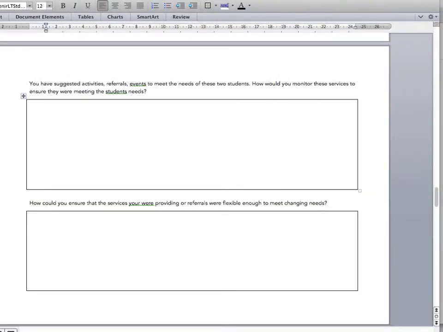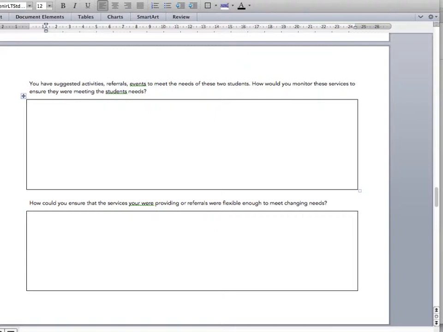And then you come to this section here. It says you've suggested activities, referrals, events to meet the needs of these two students. How would you monitor these students to ensure they're meeting the students' needs? And so you would have strategies in here to work out whether or not the students' needs were being met. So you want to find out if there are any changes in behaviour, if it's about relationships, etc., with other students. Are there any changes in the students' behaviour, or are they just continuing as they were?